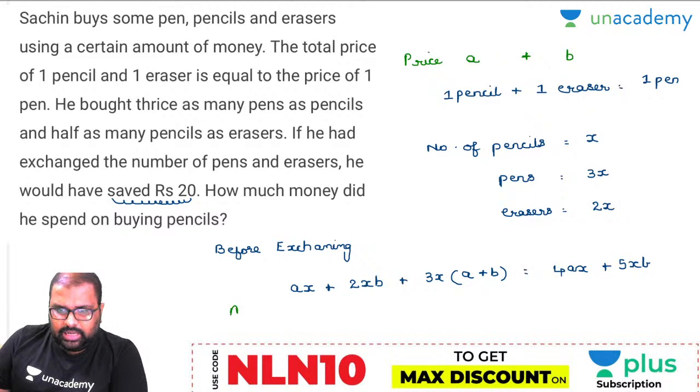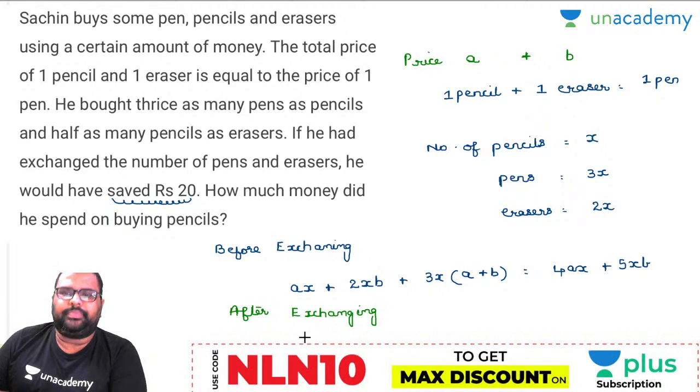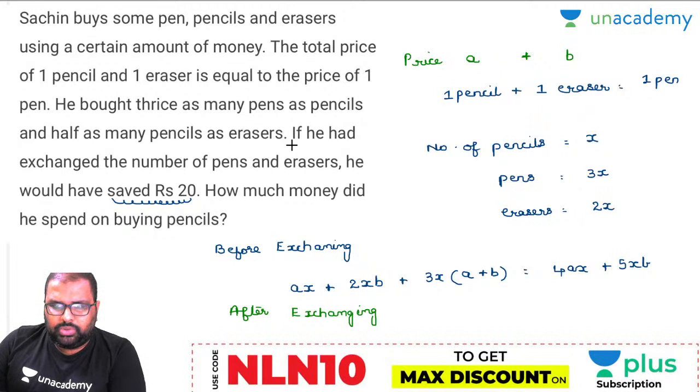So after exchanging, I will write down the equation. After exchanging, what happens? You have no need to write down all these things. For the sake of explanation, I am writing all of them. Now look closely, what you have exchanged is the number of pens and erasers. So there is no change in pencils. So pencils cost will be ax only. Now see here, the number of erasers is 2x, but you have invested a plus b.